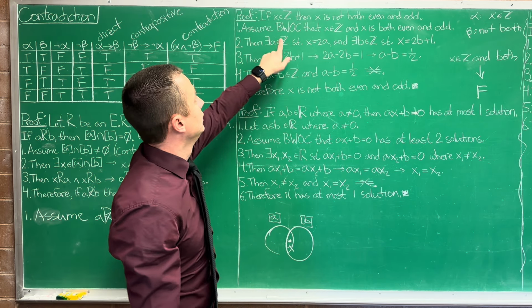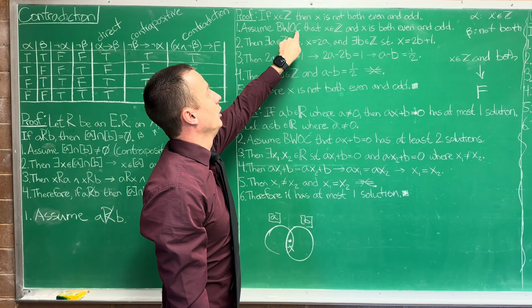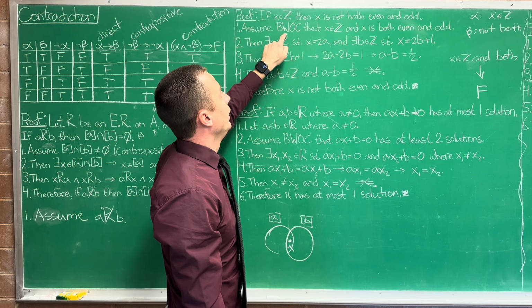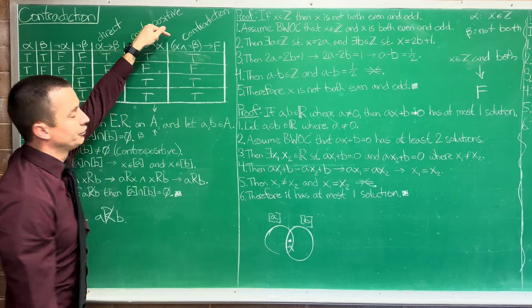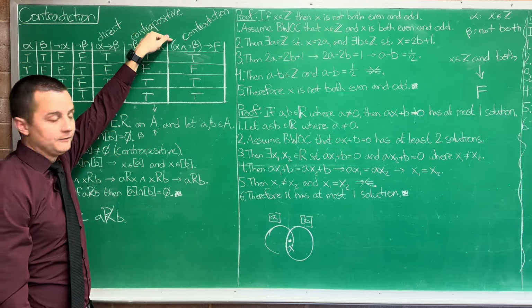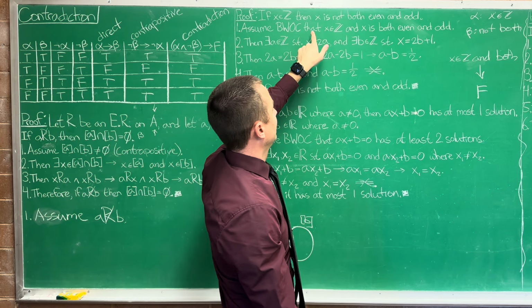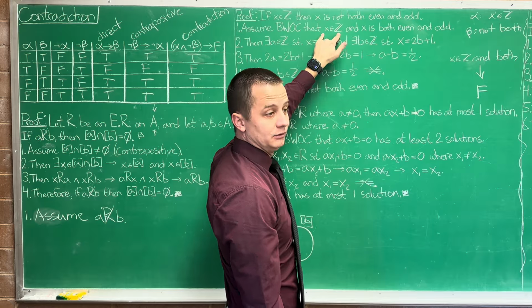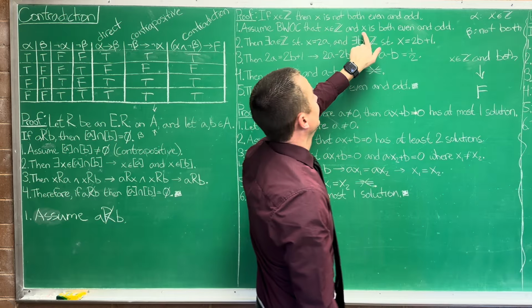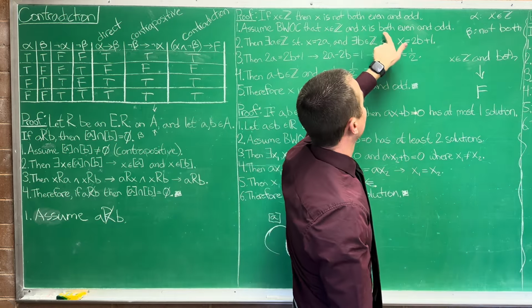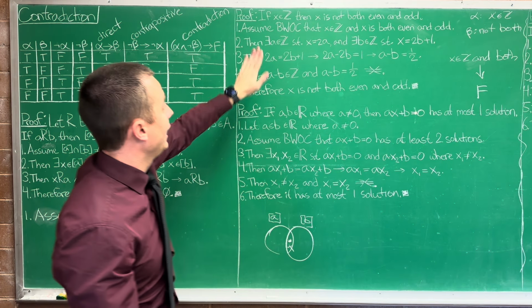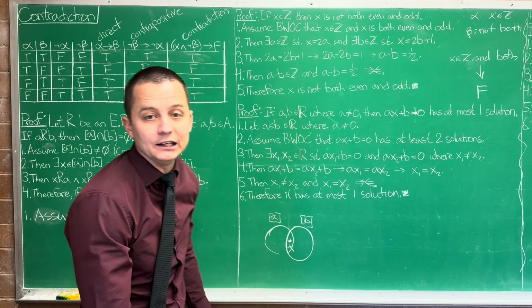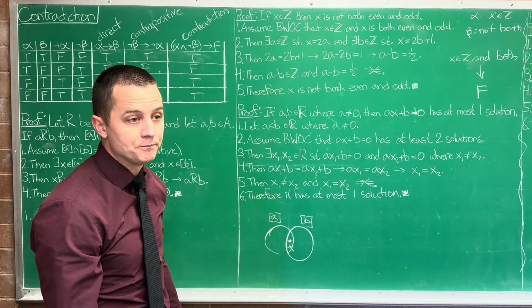So assume, and you're going to see this a lot, BWOC. You read that as by way of contradiction. Let your reader know that this is a proof style that you're going to be using. Assume by way of contradiction that alpha, x is an integer, and not beta, x is both even and odd. With me so far? So I assume alpha and not beta. Now I need to show that this implies a contradiction.